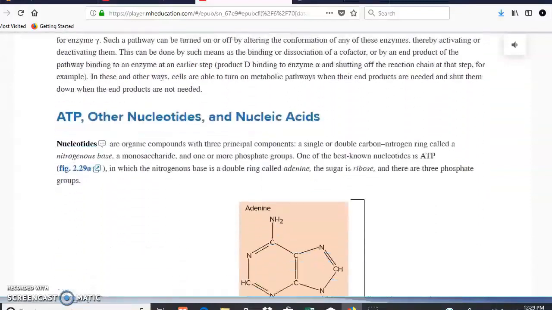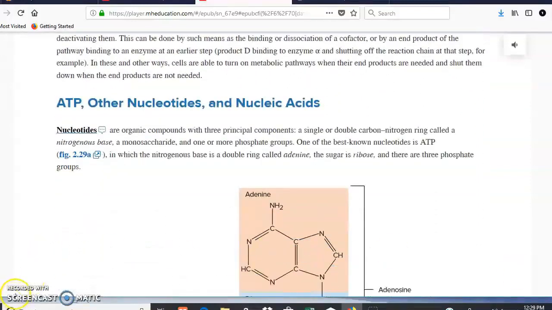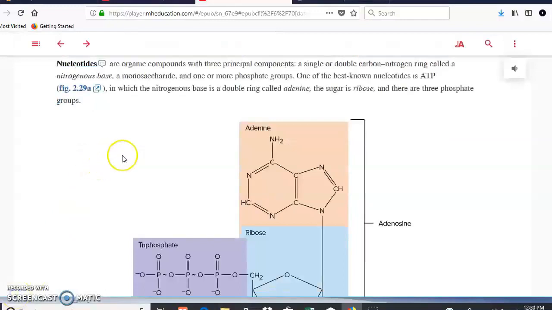And then the next topic is going to be nucleic acids and nucleotides. The nucleotide is composed of 3 things, as you can see here with these 3 colors. This part right here is a base containing nitrogen, also called a nitrogenous base. It also needs a sugar, and it has phosphate, as you can see here. Now, a very important nucleotide is ATP, as you can see right here. In the case of ATP, the base that contains nitrogen is going to be adenine, the sugar is going to be ribose, and you're going to have 3 phosphates, 1, 2, and 3. That's why it's called ATP.